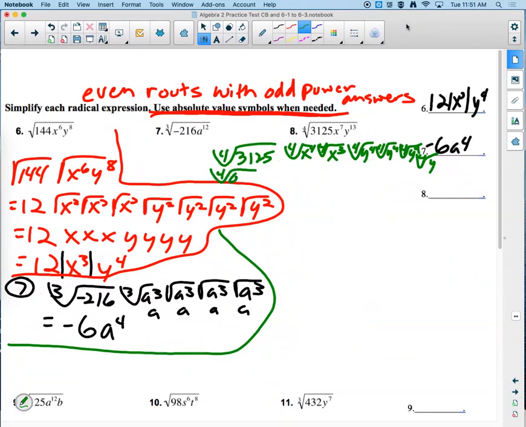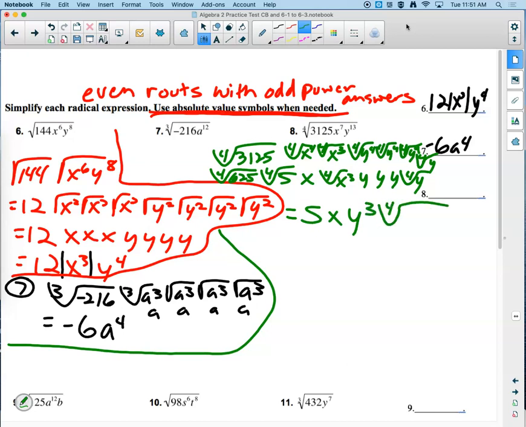So fourth root of 625, fourth root of 5. We've got an x, a fourth root of x to the third, a y, a y, a y, and a fourth root of y. Yikes! What is the fourth root of 625? Okay, so we're going to have a nice 5, then we're going to have an x, a y to the third, and then we're going to have some uglies. Fourth root of 5, x to the third, y. And we might not be done.